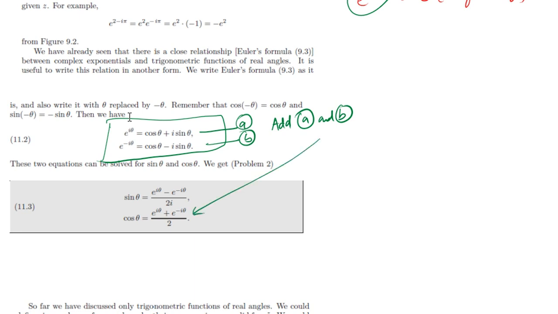You get cos theta in terms of e to the power iota theta plus e to the power minus iota theta divided by 2. And if you subtract B from A, then you get this equation, sine of theta. They are actually easy to remember, and they are very useful at times when we are doing calculations that are not simple, but if we do this kind of expansion, then they become very easy.